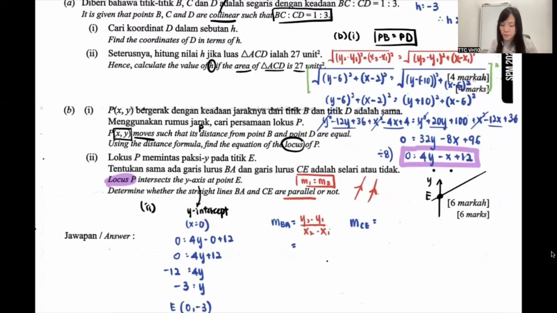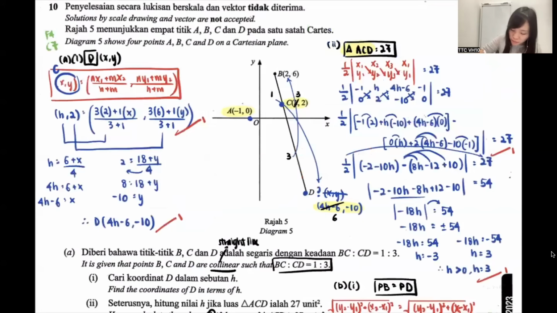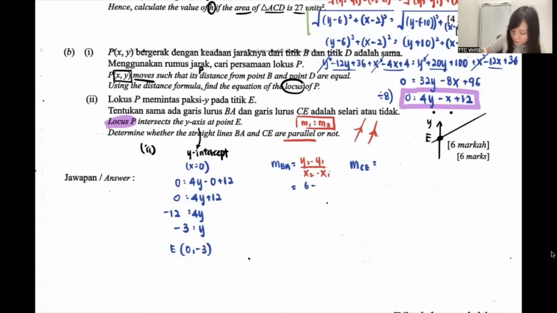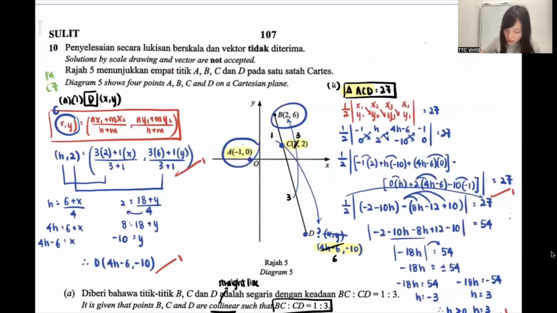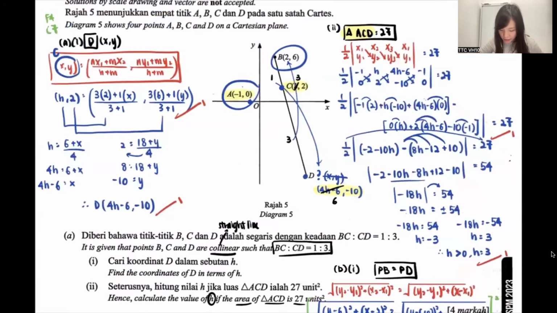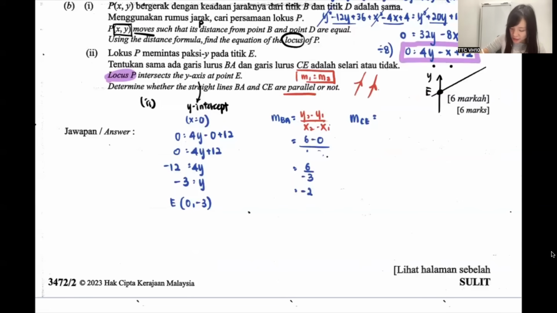So first one, I'm doing BA. This is coordinate B, this is coordinate A. I sub in: 6 minus 0 over negative 1 minus 2. So isn't it 6 divided by negative 3? Do you guys get negative 2 for the first gradient? Is it correct? Oh sorry, 6 minus 0 over 2 minus negative 1, which is 3. Okay, the gradient for BA is 2.